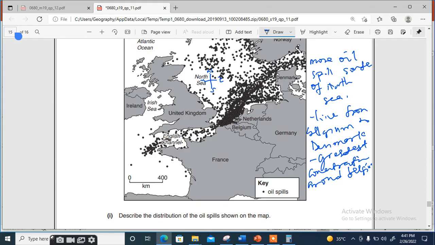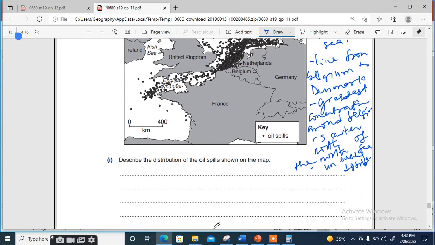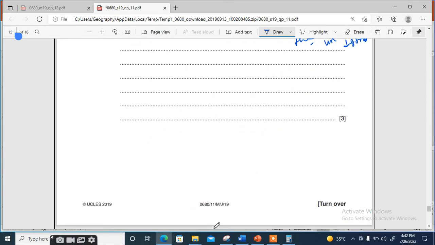So this is the North Sea. North of the North Sea is scattered. Another thing you can write is unevenly distributed. It's not equal across the map. Unevenly distributed. This will give you a full mark for that question. That gives you 3 marks.